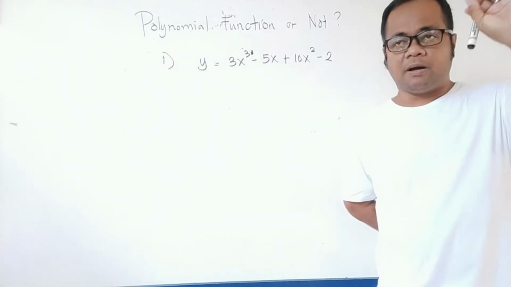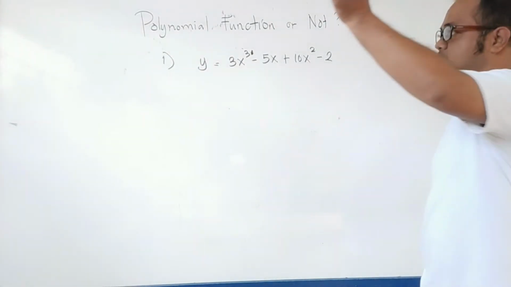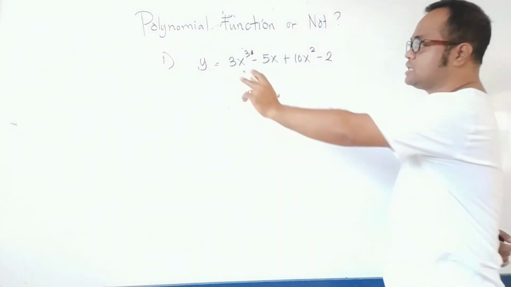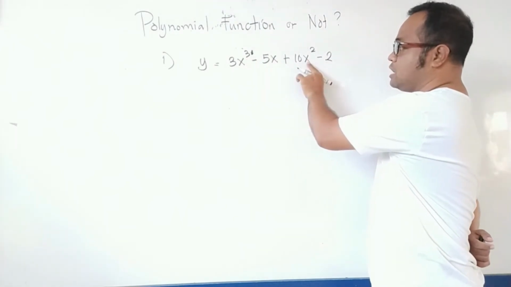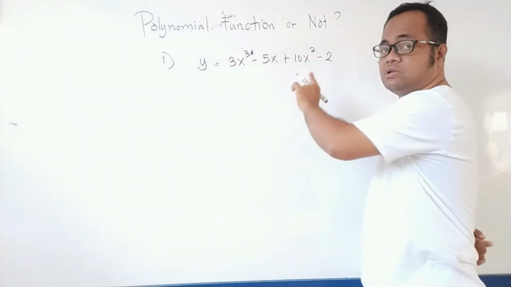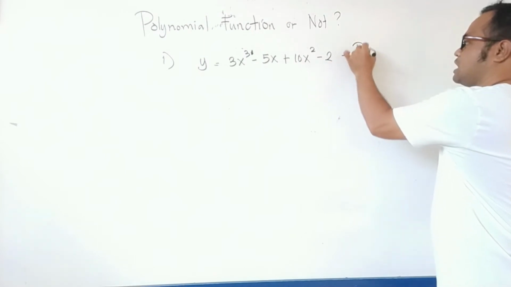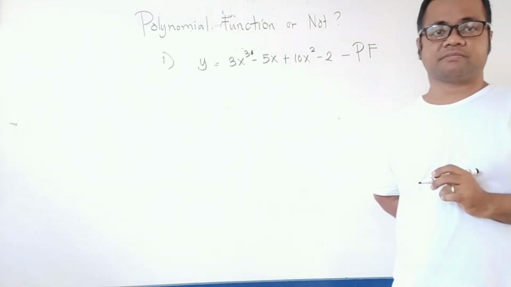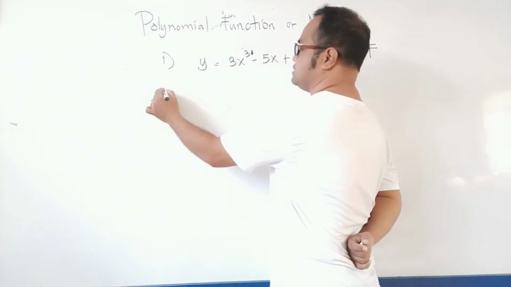Okay. Let us recall the definition of a polynomial. Does it contain a positive integral exponent? Look at the exponent of all the variables of x. They are all positive, right? They are all whole numbers. So meaning to say that this is a polynomial function. As simple as that. So let us have another example.